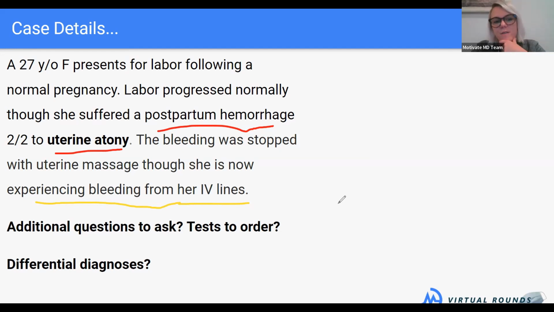CBC, yeah, let's look for platelets. You can also look at our hemoglobin as well. It's always monitored, especially in someone who had a postpartum hemorrhage, to see if they're anemic and see if we need to transfuse this patient. Okay, anything else? What else do we want to order for this patient?